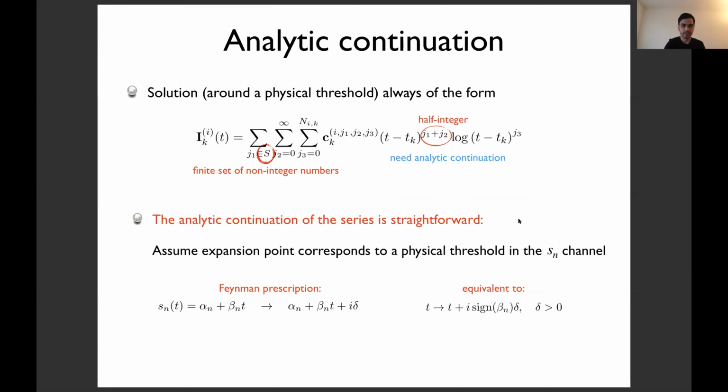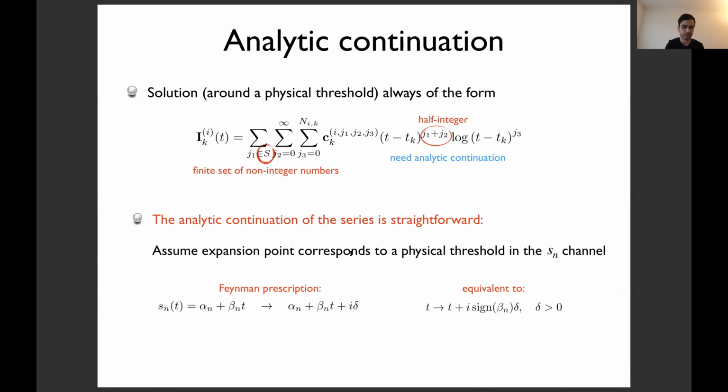So now there is an important issue, which is of course the analytic continuation. We know that Feynman integrals are multi-valued functions, so in general we need to perform analytic continuation. But in this approach, everything is completely straightforward. So the solution, in particular the solution around the physical threshold, will have this form, where now I'm assuming that tk is the value of the contour parameter corresponding to the physical threshold. And then we have that the only two non-analytic terms are a logarithm and a rational power here.